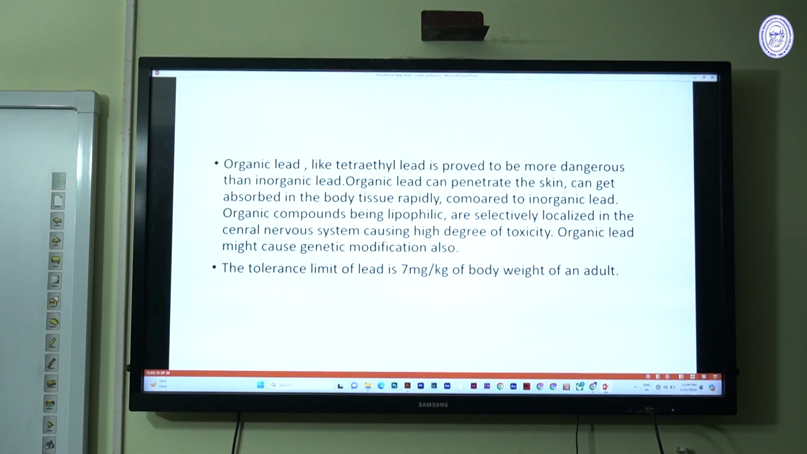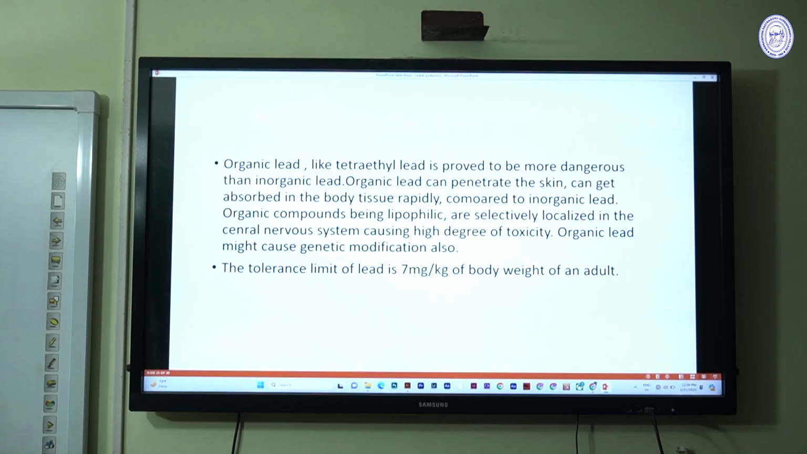In case of lead, it is also similar to mercury because organic lead like tetraethyl lead is proved to be more dangerous than inorganic lead. Organic lead can penetrate the skin, can get absorbed in the body tissue rapidly, in comparison with inorganic lead. Organic compounds being lipophilic are selectively localized in the central nervous system, causing high degree of toxicity.